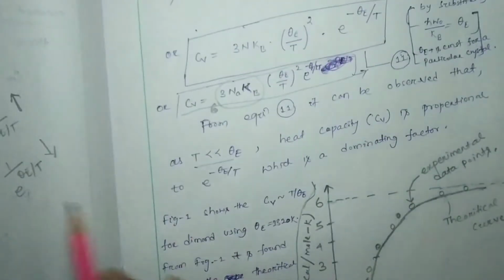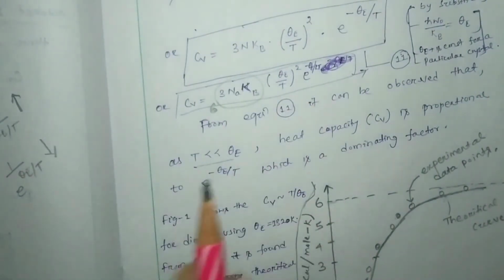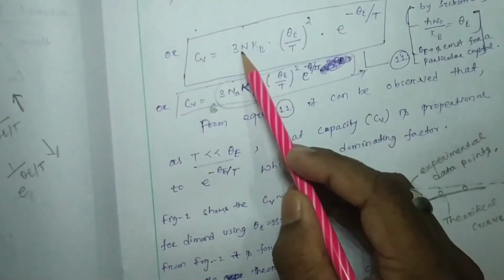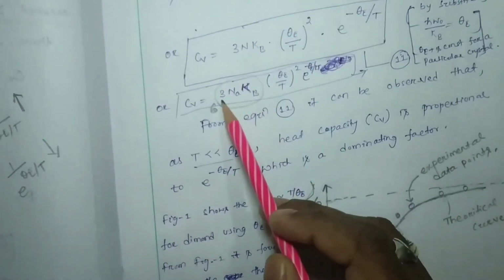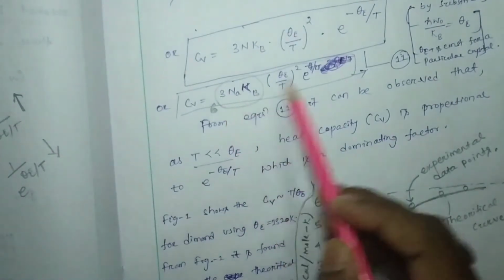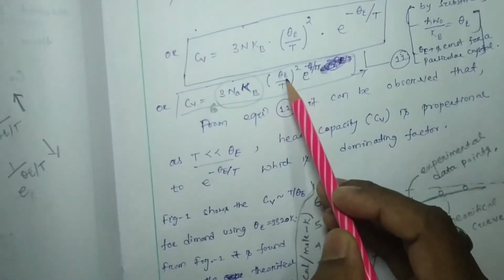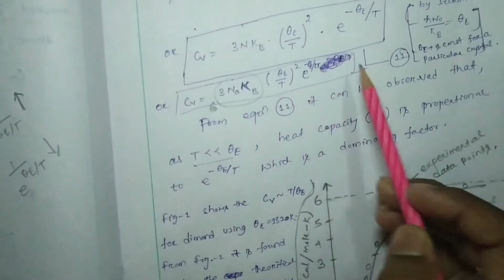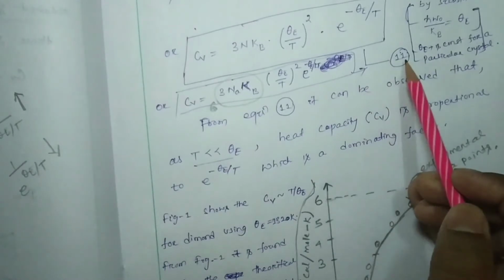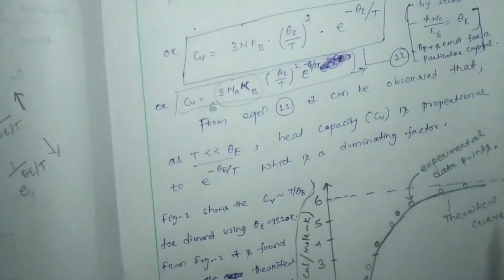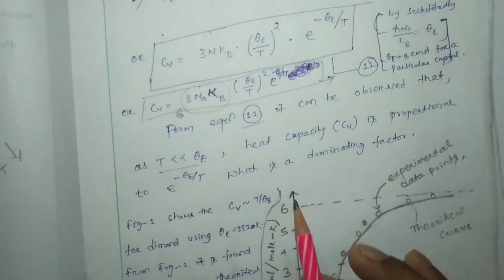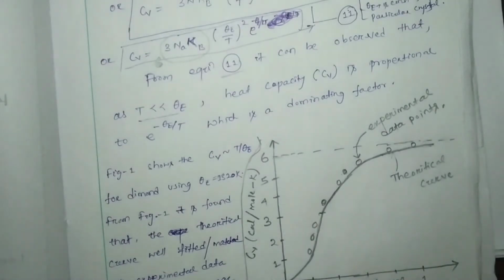Now if we are going to consider the molar specific heat, that means if we consider n equal to Na, Avogadro's number, then it can be written as 3Na kb into (theta e by T) squared into e to the power minus theta e by kT. Let these two equations be named equation number 11. From equation number 11 we can get the low temperature behavior easily.